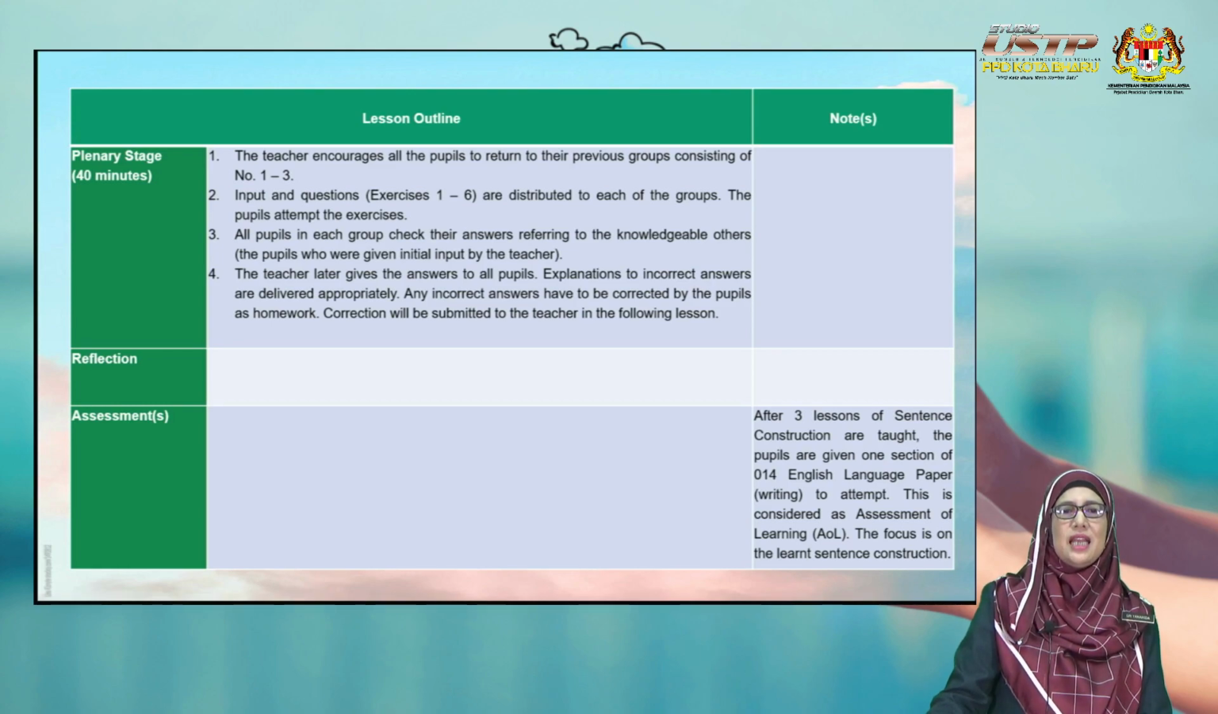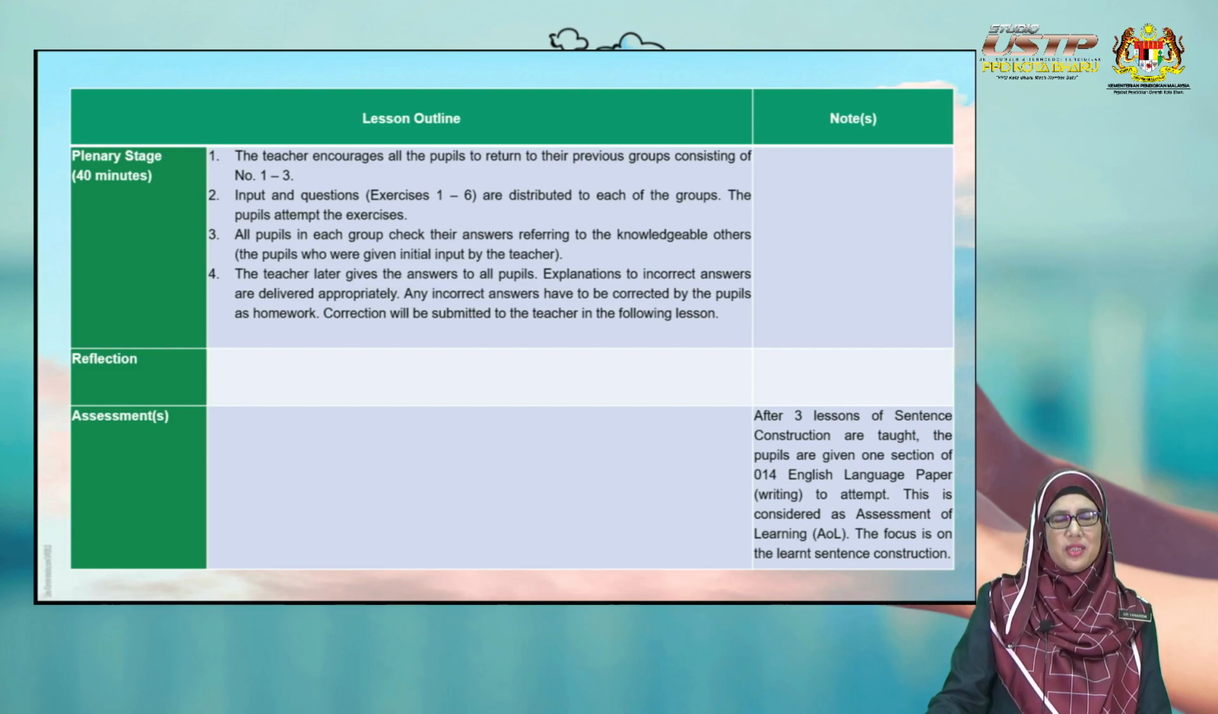The pupils attempt the exercises. Number 3, all pupils in each group check their answers referring to the knowledgeable others, that is, the pupils who were given initial input by the teacher.